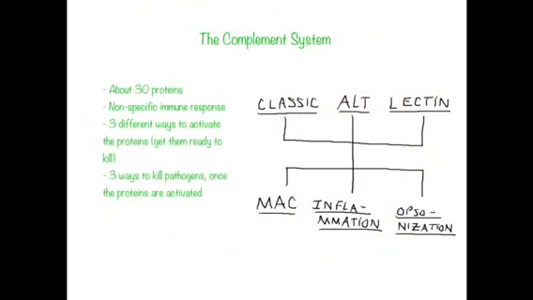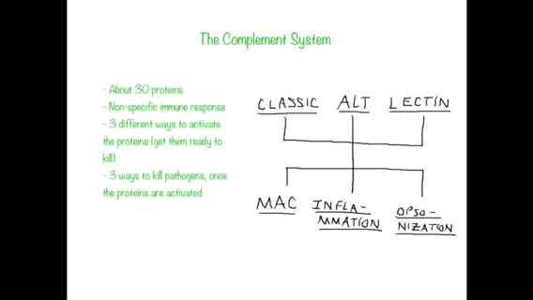So today we are going to go over the complement system. The complement system is a series of about 30 proteins which are responsible for a non-specific immune response. This pretty much means that these proteins will work together to kill any pathogen, virus, bacteria, foreign bug that's in your body. It doesn't really care what type it is. It'll just seek and destroy.